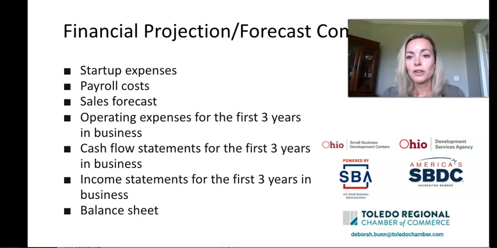Projections also incorporate all the numbers, all the line items that we go through with your sales and revenue and your expenses into basically 3 statements: a cash flow statement, an income statement, and a balance sheet. I'll have another video where we go through each of those specifically. But by inputting your expenses and sales, you can develop these cash flow statements, income statements, and balance sheets.